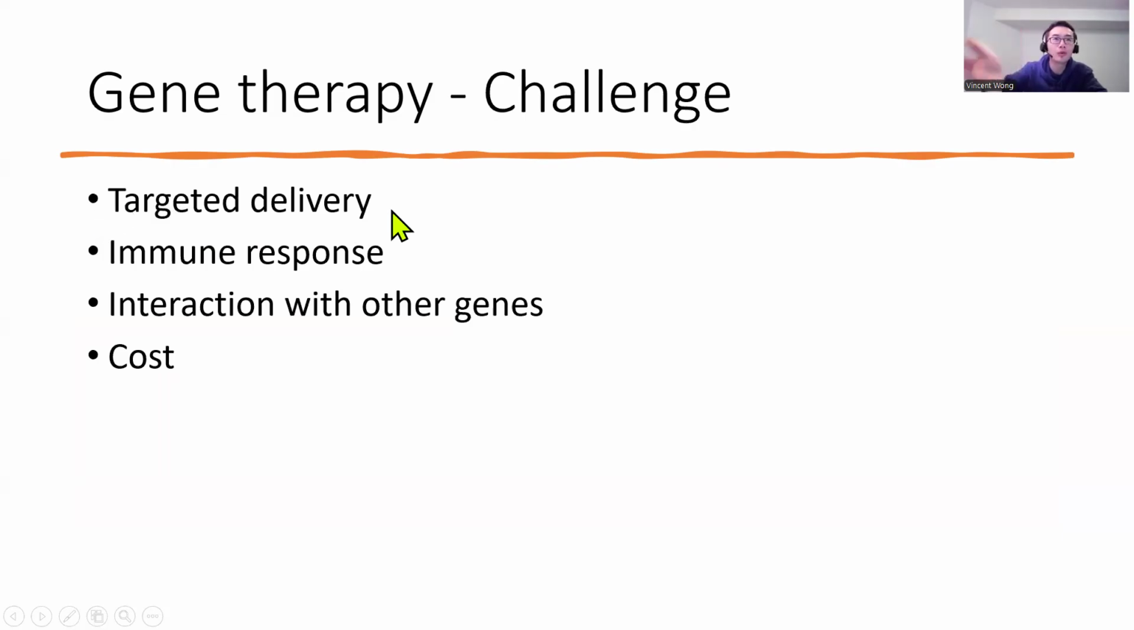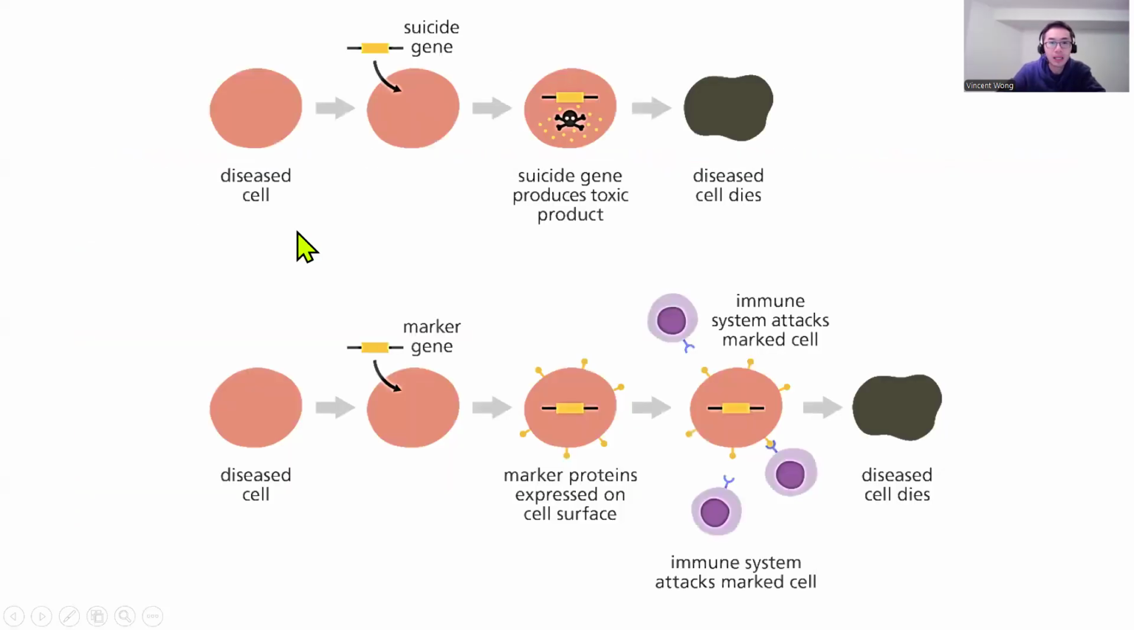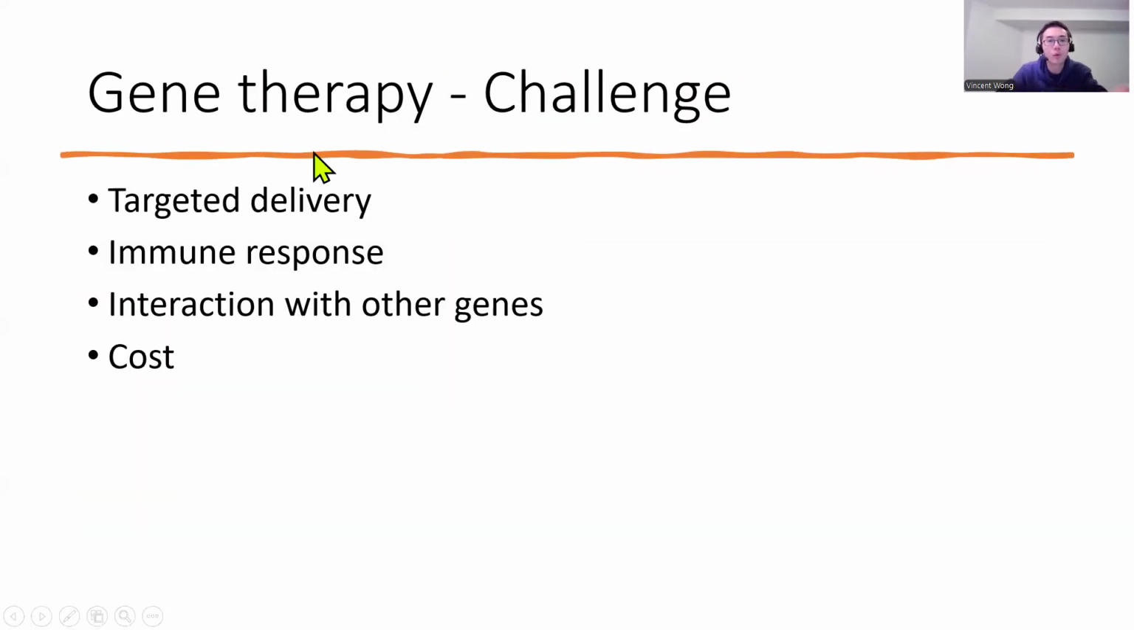The main challenge of gene therapy is targeted delivery. How do you ensure the gene is going to go where you want it to go? Sure, the virus can deliver it for you, and we learned the virus injects the DNA into the host, but how do you control where it is going to be injected? Like the suicide gene, it would be very bad if it went into the cancer cells as well as the healthy cells. So now you're killing off the healthy ones as well. That's a big no-no. Same thing for the marker genes. How do you control where it goes?